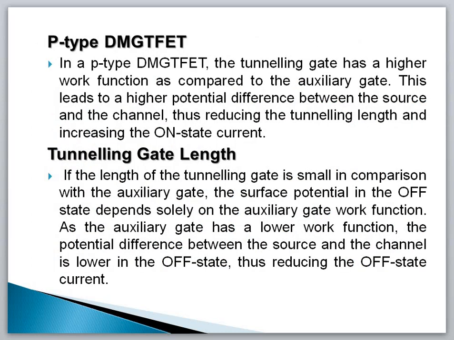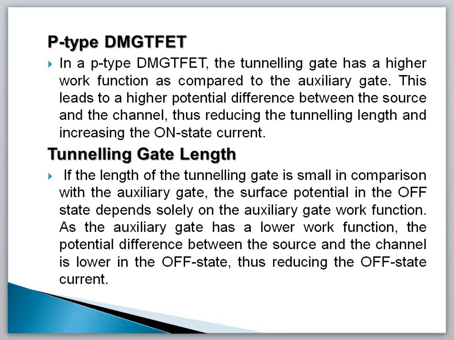Whether the auxiliary gate work function or the tunneling gate work function is higher will depend upon the type of the dual material gate TFET structure, either P-type or N-type. In a P-type dual material gate TFET structure, the tunneling gate has a higher work function as compared to the auxiliary gate. This leads to a higher potential difference between the source and the channel, thus reducing the tunneling length and increasing the on state current. Next question is tunneling gate length.